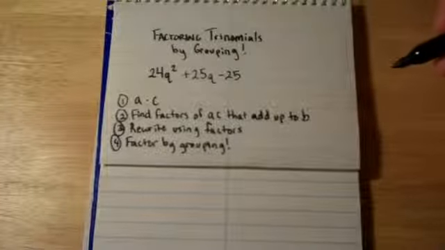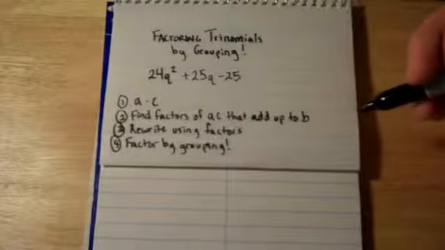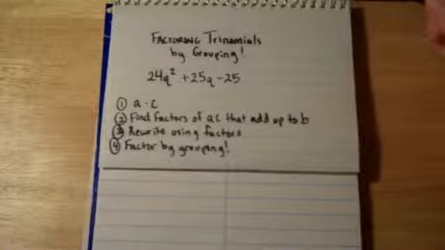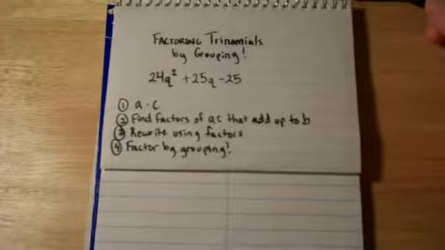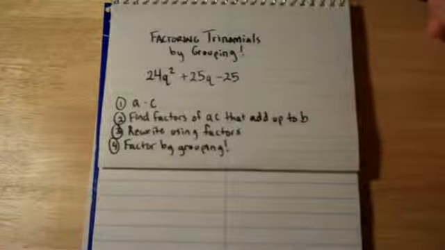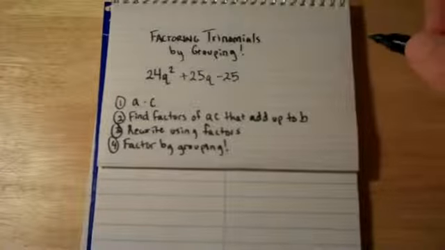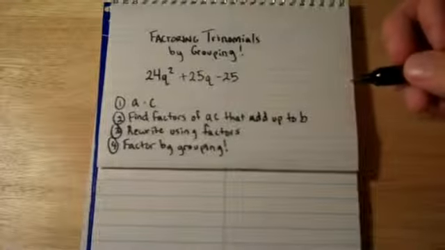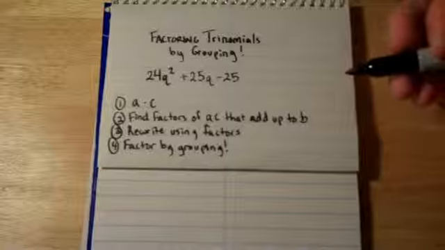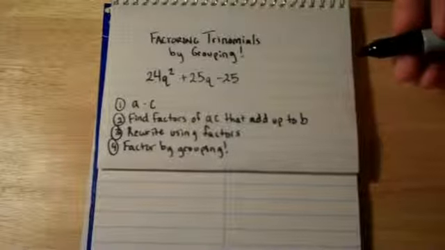Just a heads up, if you haven't watched the other grouping videos, you need to watch those first before going through this one, as we'll be using some of the steps from those videos. Alright, so factoring trinomials by grouping is actually just kind of the box method, but it's not written as fancy and nice and pretty as the box method is. But it's really the same steps.